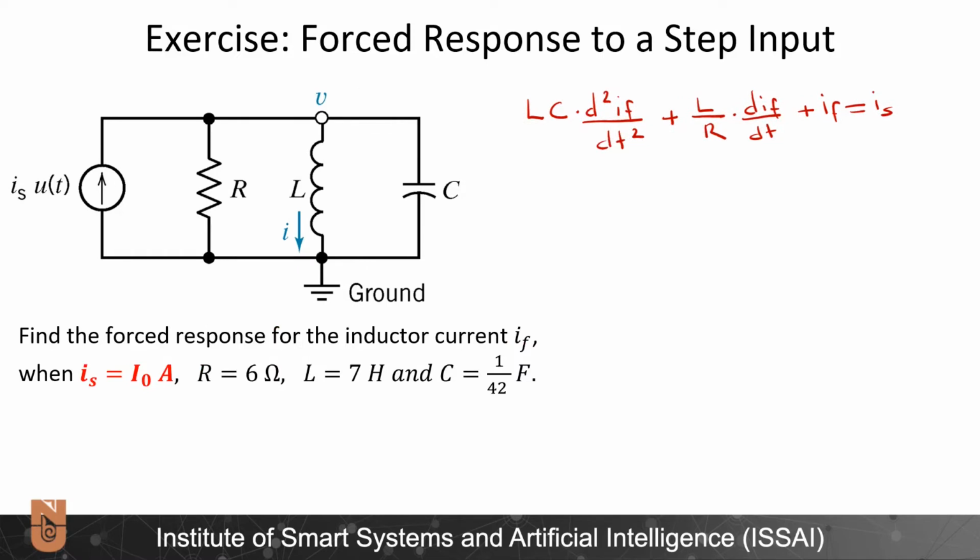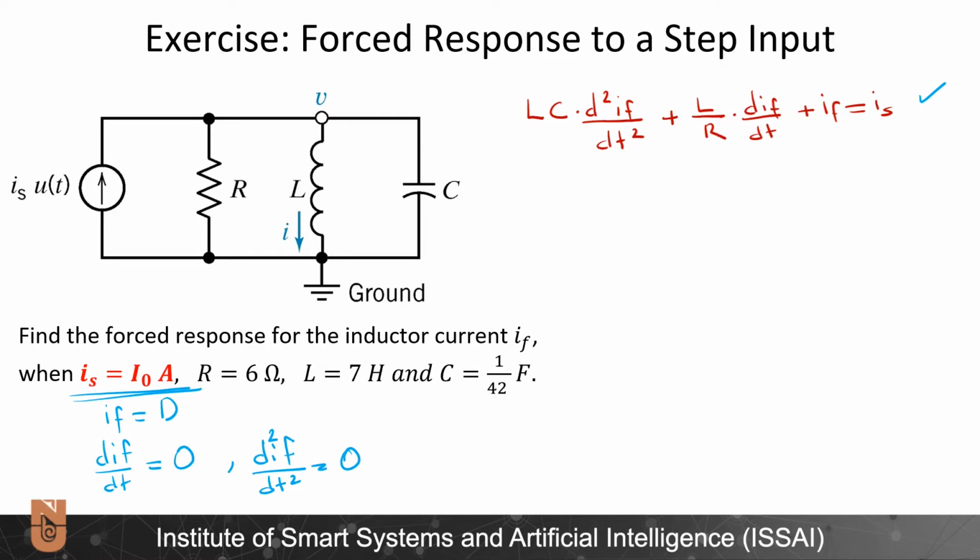Now I have an interesting input here. My input is a constant I0, and I have my equation here. Let's propose the solution i_f is equal to some type of constant, let's say d. di_f over dt will be equal to 0. Similarly, the second derivative with respect to time of this output will be equal to 0 as well.